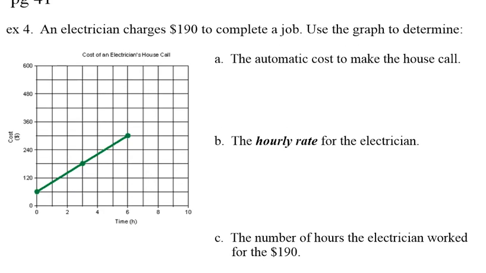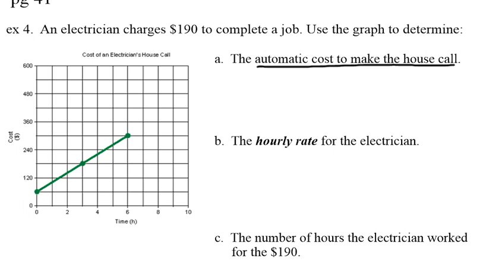41. Last example, the electrician charges $190 to complete a job. Use the graph to determine. So our graph can give us lots of information. What's the automatic cost to make the house call?